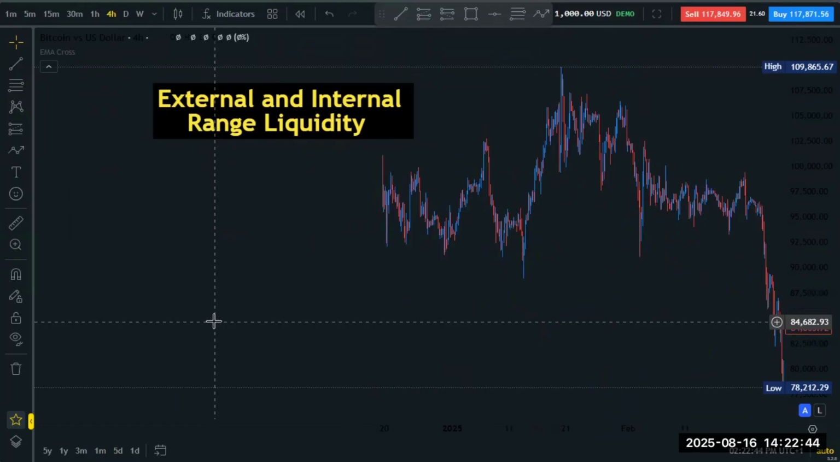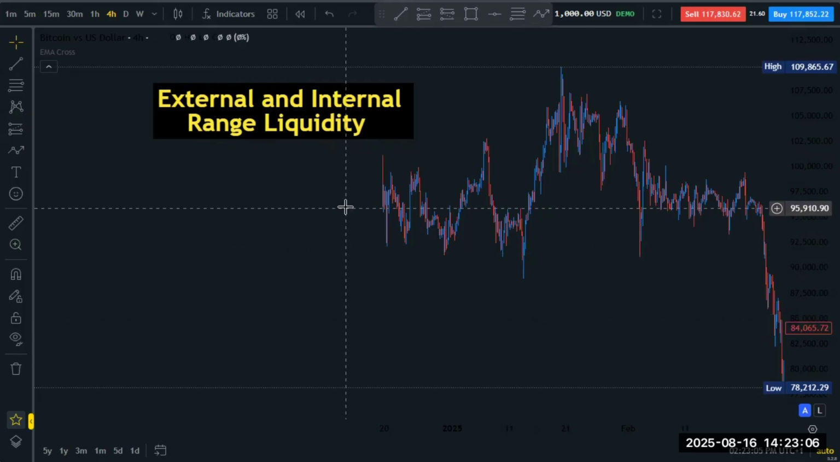So in today's video, I am going to show you an important concept that will help increase your profitability because you will know how the market moves. So I will be discussing internal and external range liquidity. It is very important because market moves by seeking liquidity.